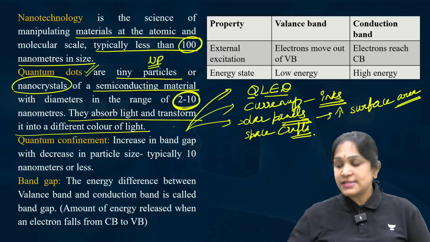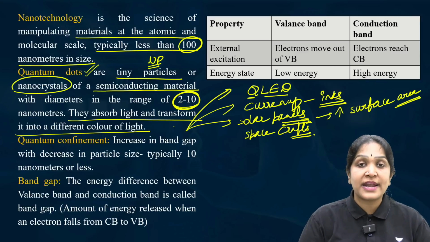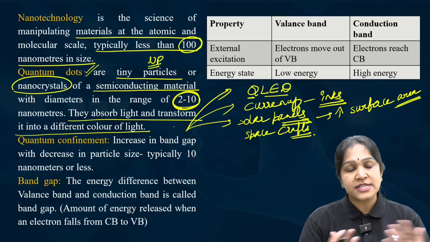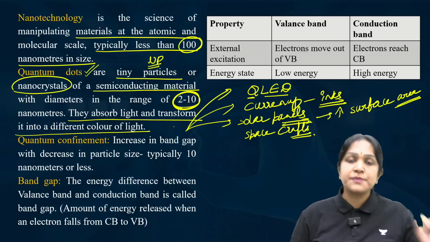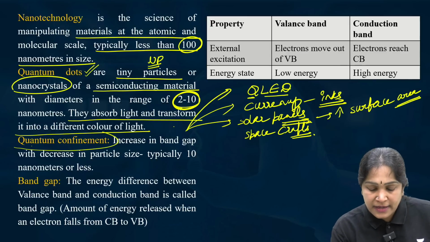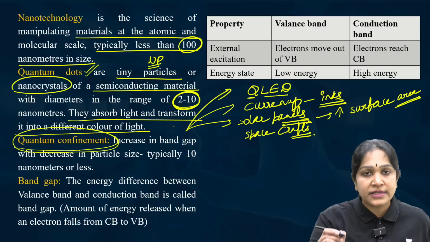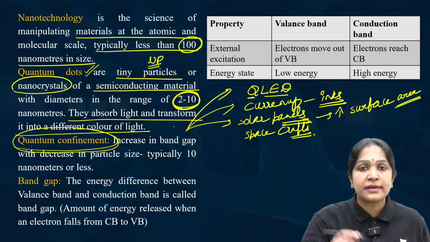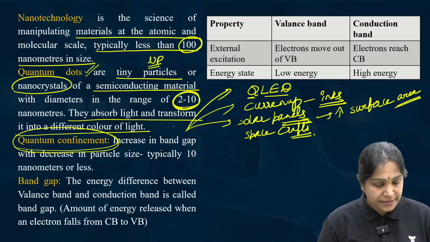Now we have to understand why quantum dots provide such bright colors. What is the reason for them to have such a high range of colors? That is because of a concept called quantum confinement. I repeat, the bright colors of quantum dots are because of a phenomenon called quantum confinement. Then, what is quantum confinement?